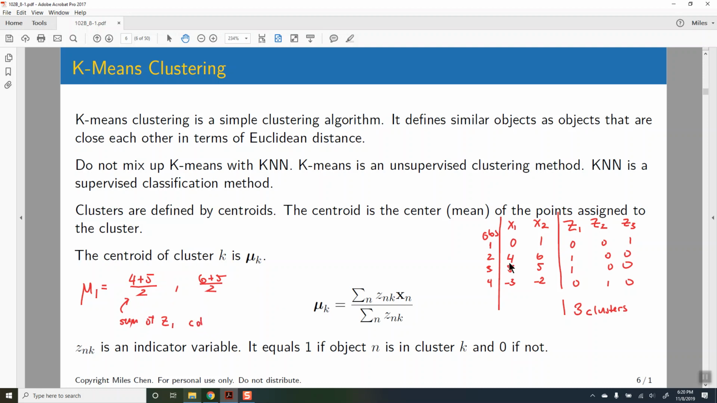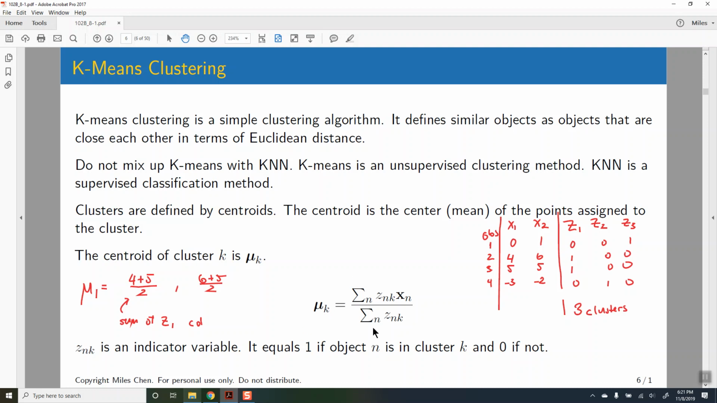And then here, if I multiply z1 times our x values, the 0 times the 0s would be 0. 1 times 4 is 4. 1 times 5 is 5. And 0 times -3 is 0. So the other ones go away, and we're basically just adding for the ones where z1 is 1, right? So the mean of this data so far is 4.5 and 5.5 or something like that. And you would do this for all of the clusters.